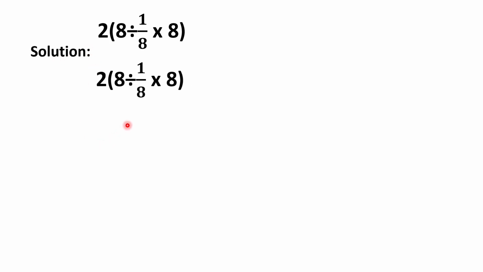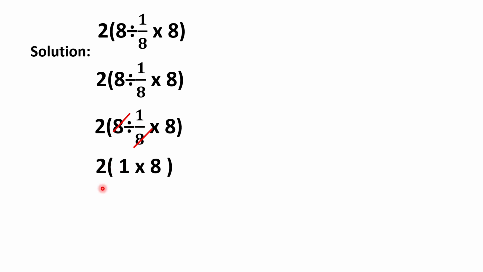So what we will do, we will cancel this 8 with this 8. So it will become what? It will become 8, we will cancel this 8, and the remaining term over here is 1, and this will multiply with this 8, so it will become 2 into 8. So 2 into 8 equal to 16, and here is our answer, and we have solved this question in seconds like a great mathematician.